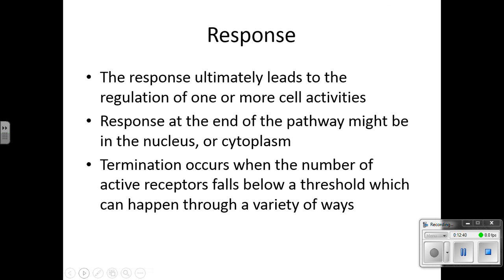The response ultimately leads to the regulation of one or more cell activities. The response at the end of the pathway might be in the nucleus or it might be in the cytoplasm. Termination occurs when the number of active receptors falls below a threshold, which can happen through a variety of ways.